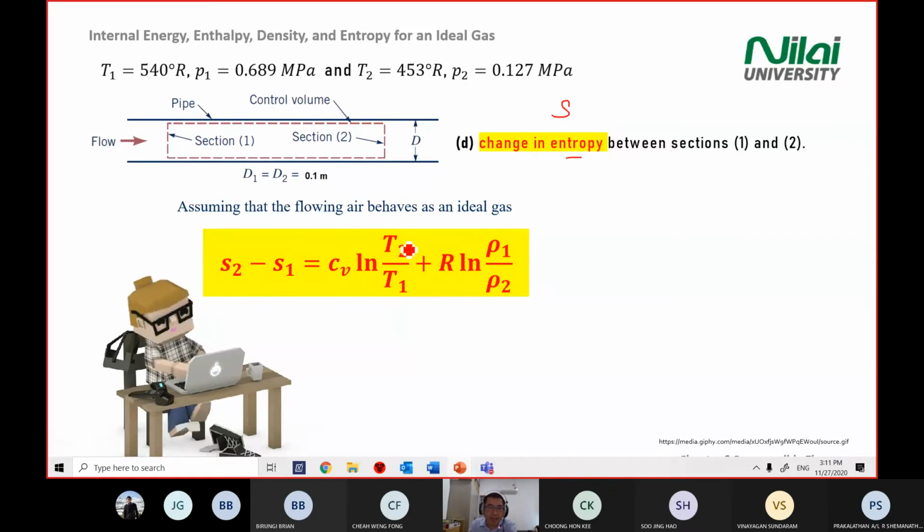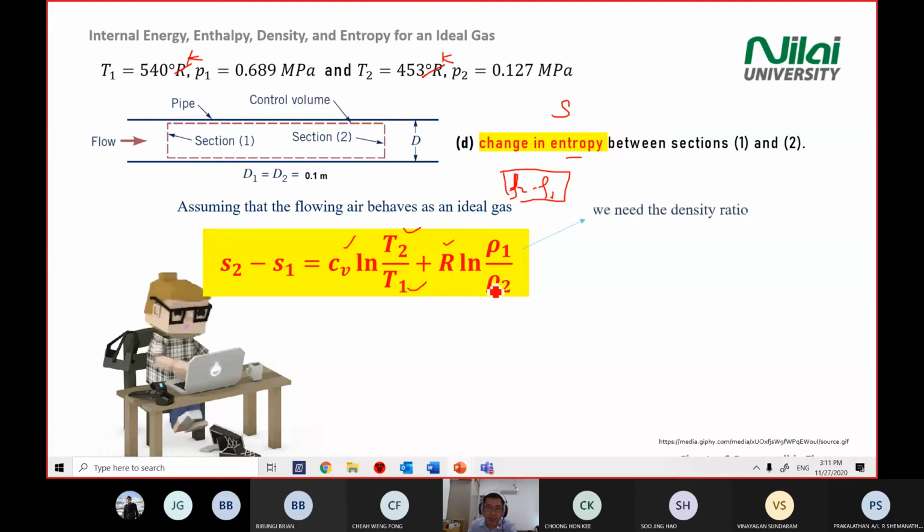Cv we already found just now. R from the table. T2 we can find, already given. Again, this one is in Kelvin, this one is in Kelvin. So all these you can find in table 1.8. And again, rho 2 and rho 1 we don't have. Just now, we only found rho 2 minus rho 1. We only found the difference, but we do not know the individual values. How do we find them? There's a mathematical way. We call out the equation of state again, and convert this term into the parameters that we have.